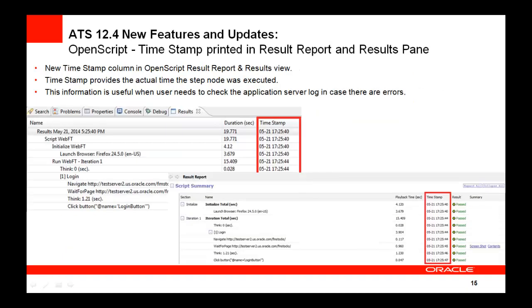The OpenScript result report and results view now has a new timestamp column. This column provides the actual time the step node was executed. Having this information is useful when the user needs to check the application server log in case there are errors.